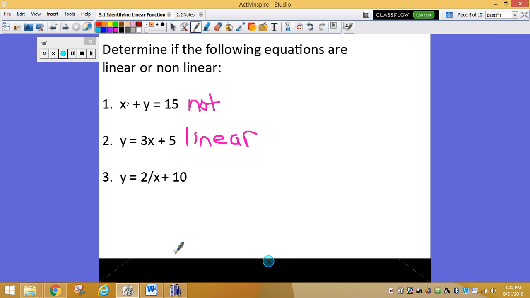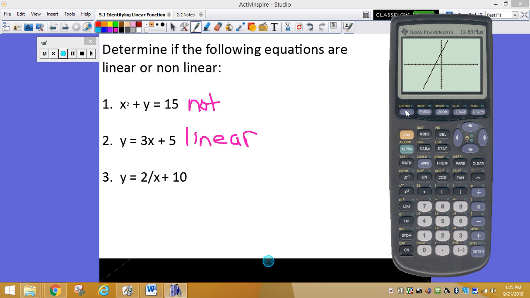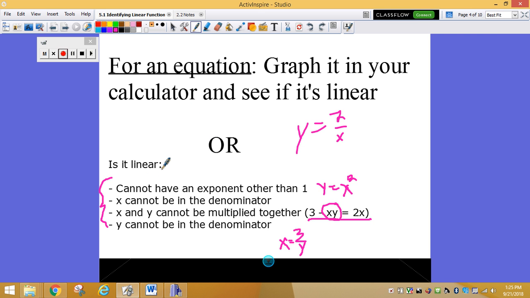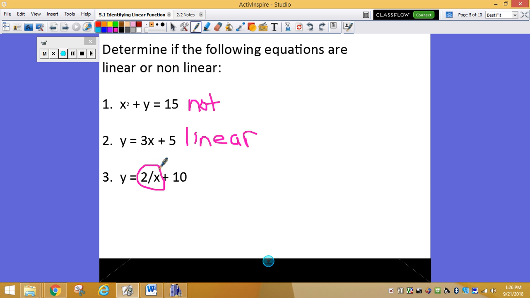Here, okay, so it's already in y equals, so we can graph it and look at it. So y equals, let's clear that out and type in 2 divided by x plus 10. Let's graph that. So this, you can tell from your graph, is not linear. Another way you could have done, if you remember from this list, the very second one, x cannot be in the denominator, and in this problem right here, x is in the denominator. So this one is not linear.